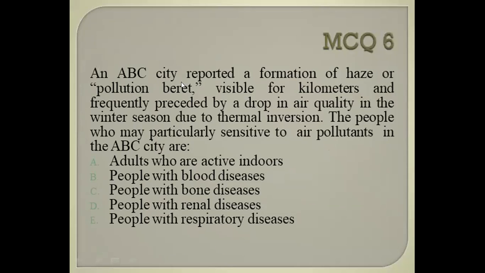MCQ 6. An ABC city reported a formation of haze or pollution visible for kilometers and frequently preceded by a drop in air quality in the winter season due to thermal inversion. The people who may be particularly sensitive to air pollutants in ABC city are adults who are active indoors, people with blood disease, bone disease, renal disease, or with respiratory disease.